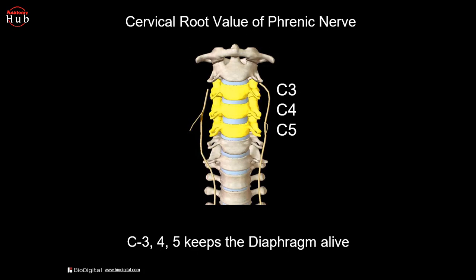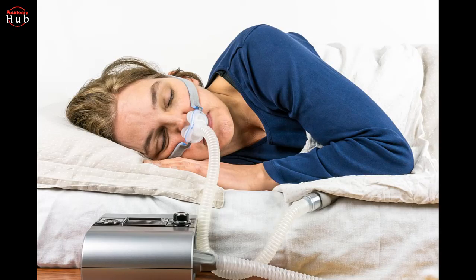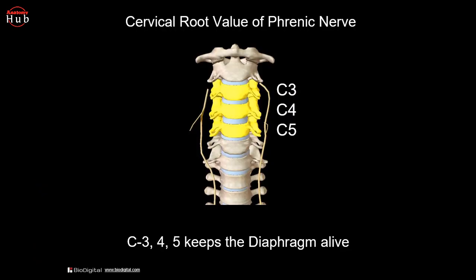Management of this diaphragmatic paralysis is twofold. Firstly, the underlying cause must be identified and treated. The second part of the treatment deals with symptomatic relief, and this is usually via non-invasive ventilation, such as CPAP. What is CPAP? Continuous positive airway pressure machine. In this way, we can treat and manage diaphragmatic paralysis.